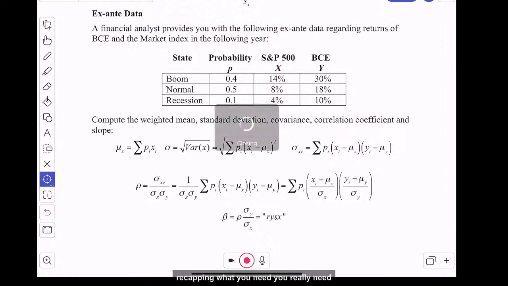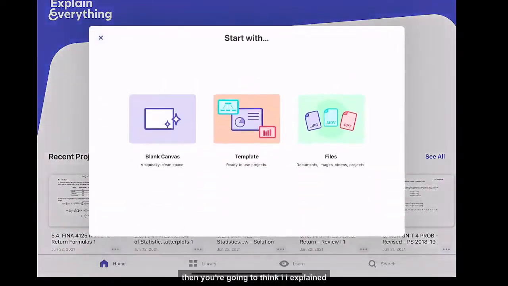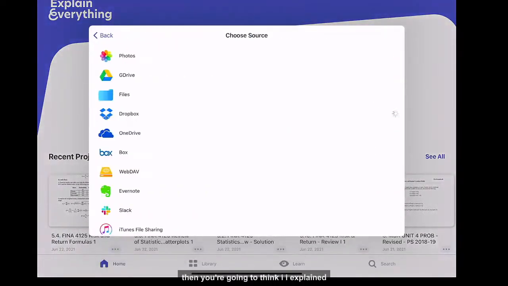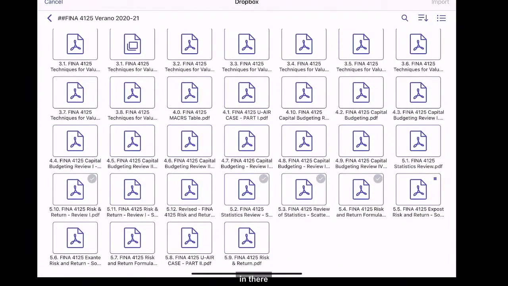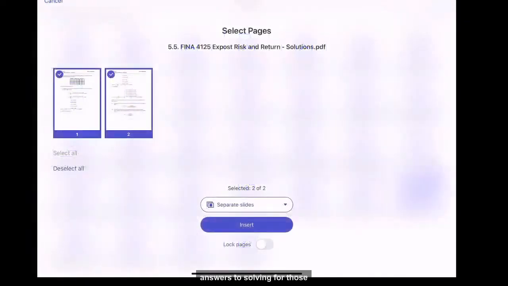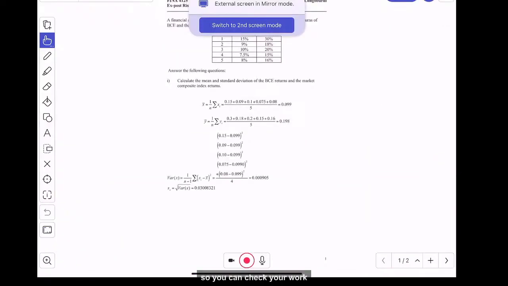I'm just recapping what you need. You really need to understand that well. I don't want to say too much because then you're going to think I explained it, and I didn't, because there's much to see in there. And then what I do is I give you the answers to solving for those, so you can check your work.